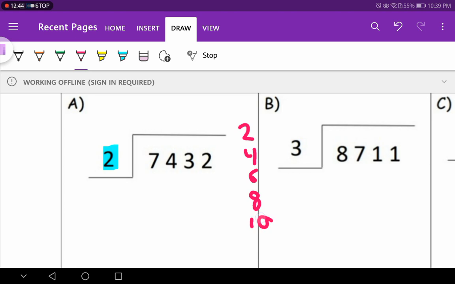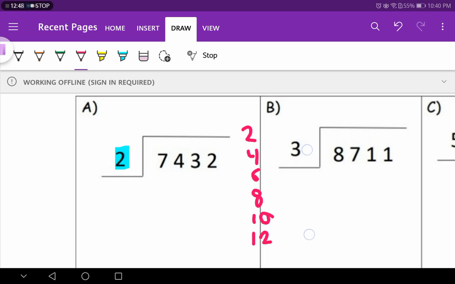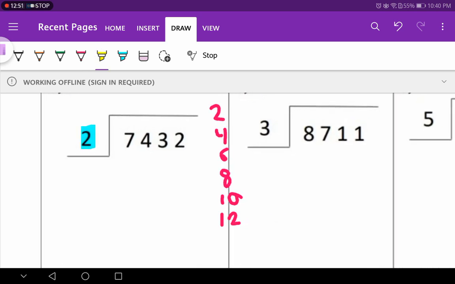10, 12. Let us finish here. Maybe I will need to continue. I don't know. I will check. Now I will look for the 7. The 7 is living here between the 6 and the 8. So I will take the 6, and put it under the 7 and count 1, 2, 3. So it is 3. 3 by 2 equals 6. So it is minus 1 down.